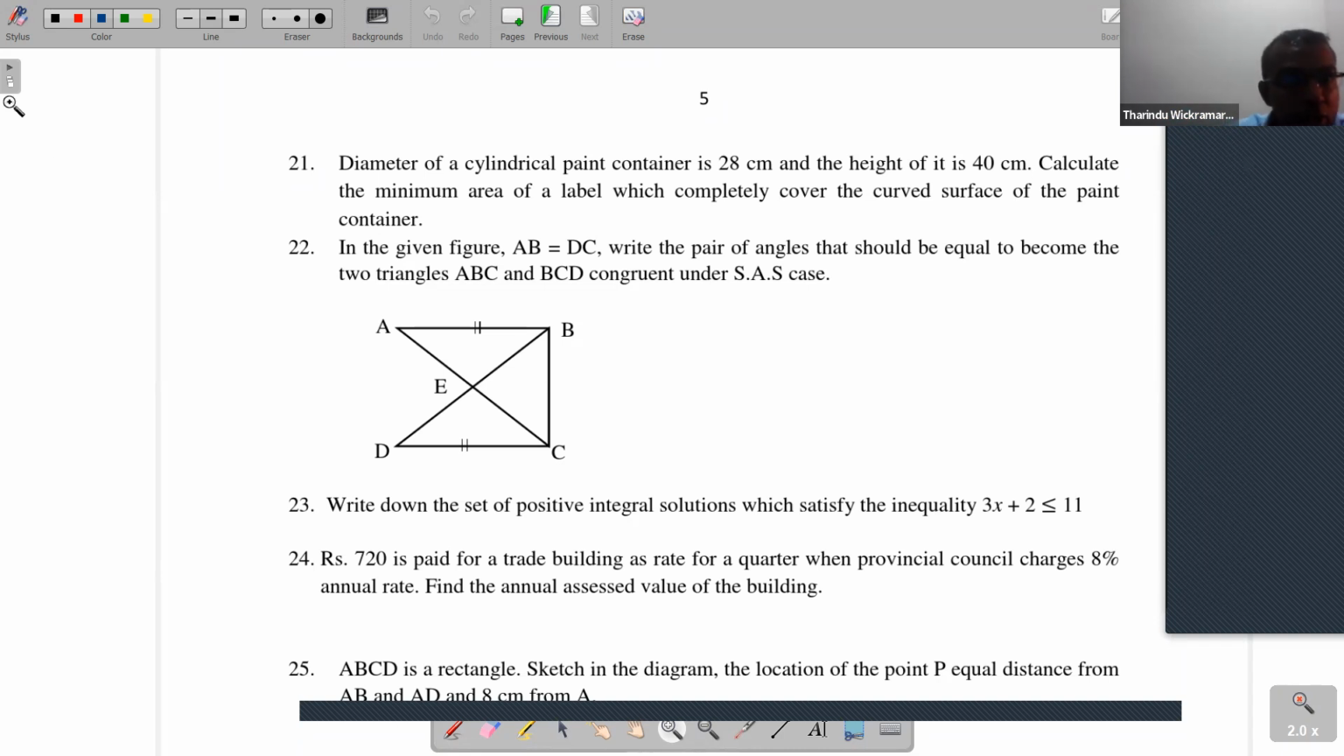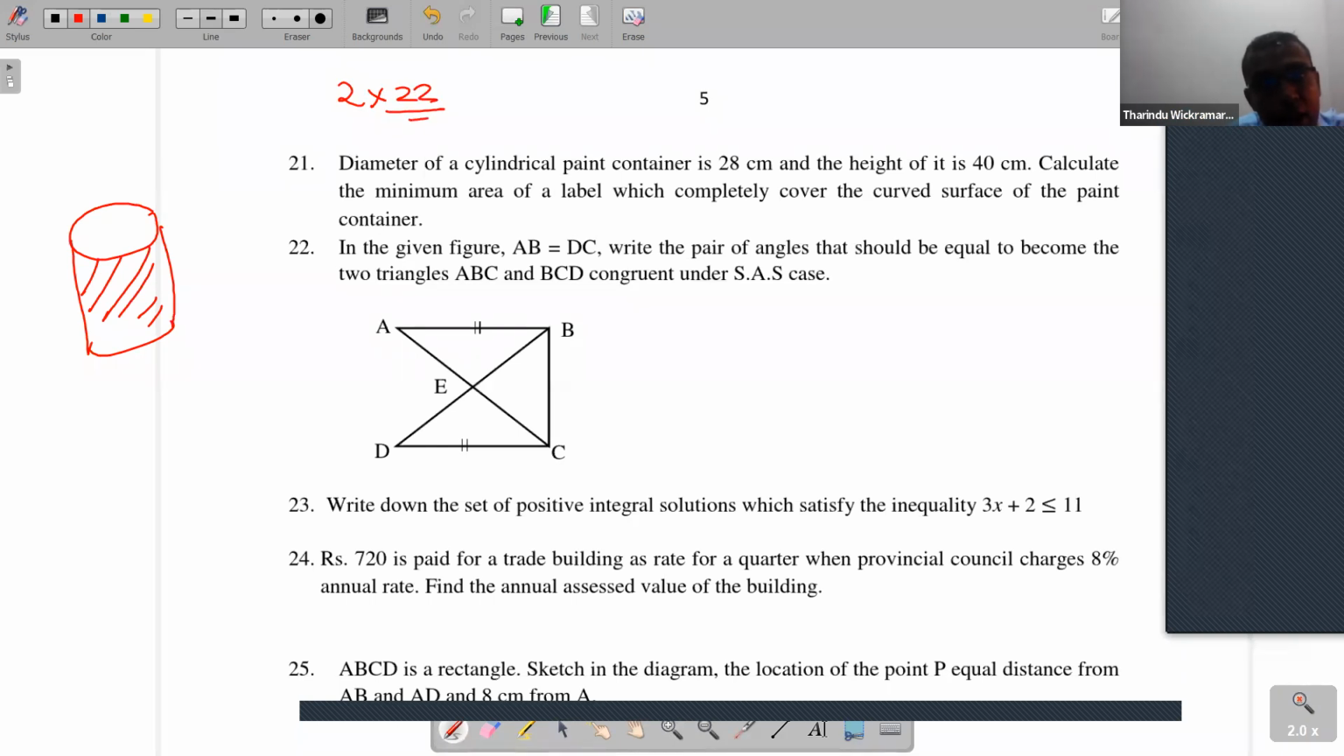So we are labeling, no? If you take a 17, the label is only for this curved part. So how to find that area? You know the equation 2πrh. Then they have given the diameter, right? You have to be careful. The radius is 40, then height is 40.